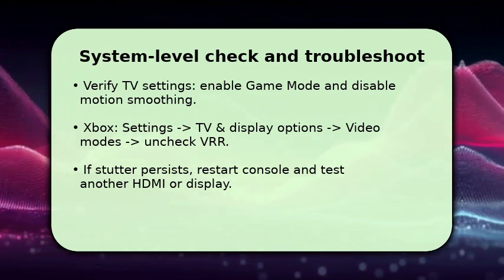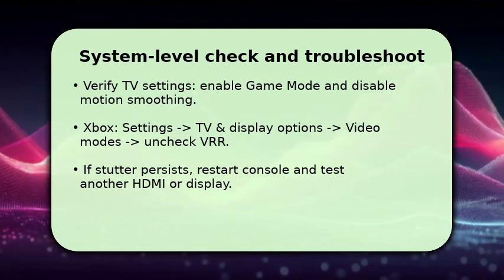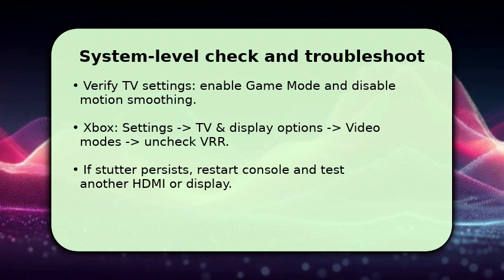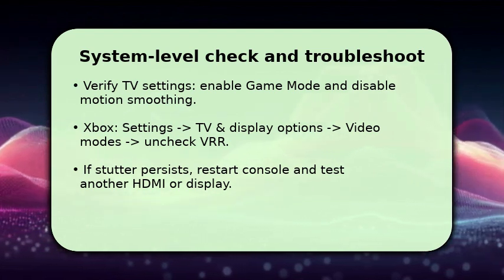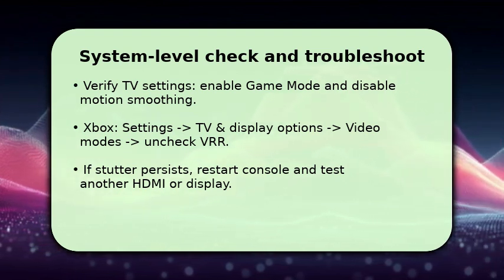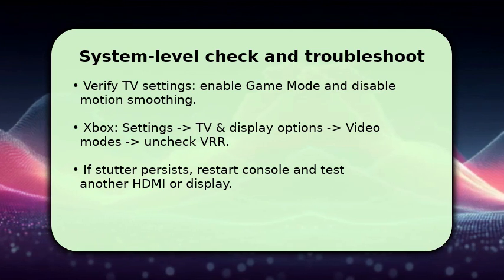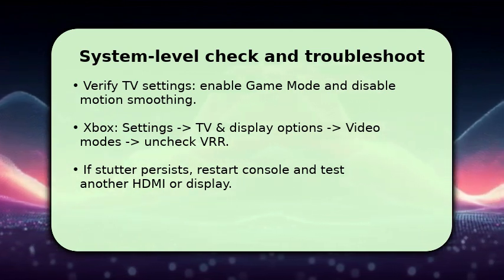You should also enable Game Mode on your TV and turn off motion smoothing to avoid internal frame interpolation. If you still see tearing or stutter, restart the console and test a different HDMI port or cable. Sometimes the display or cable negotiates an incompatible mode. If problems persist, revert settings and try switching the game's frame rate cap.